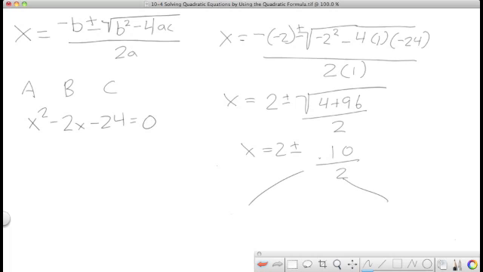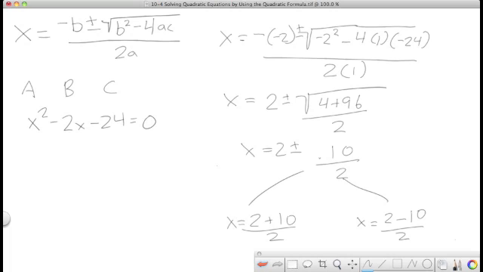So let's start off with the positive. It's written the same way, except we're just using the positive. So 2 plus 10 over 2. And then over here we have x equals 2 minus, because we're using the minus, so it's plus or minus, on this side, 10 over 2.